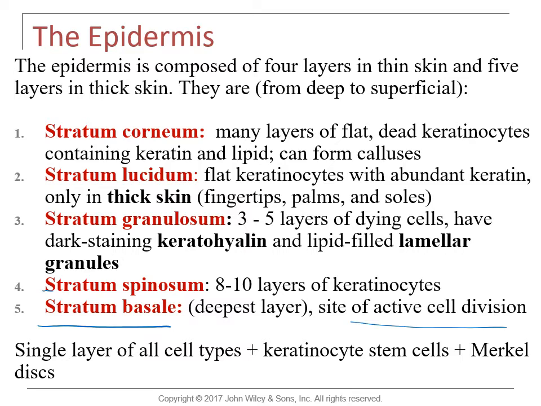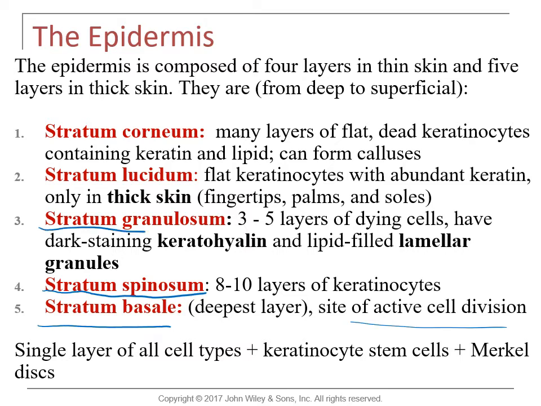Next, we have the stratum spinosum, which has 8 to 10 rows of many-sided keratinocytes with bundles of keratin intermediate filaments, and it contains projections of melanocytes and intraepidermal macrophages.